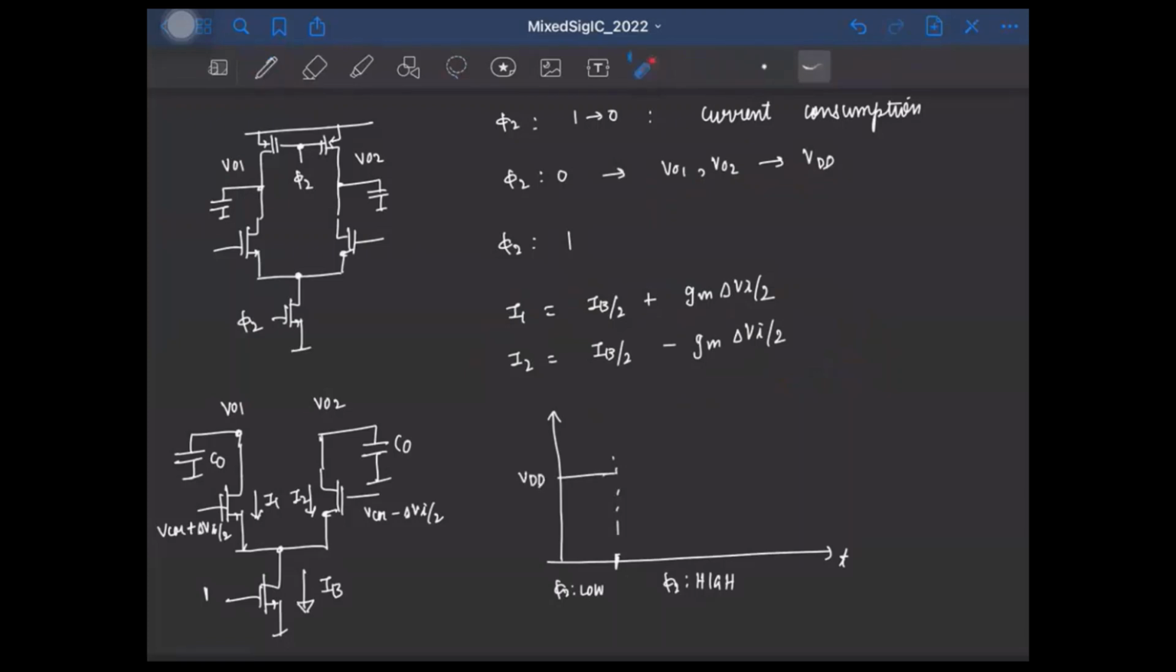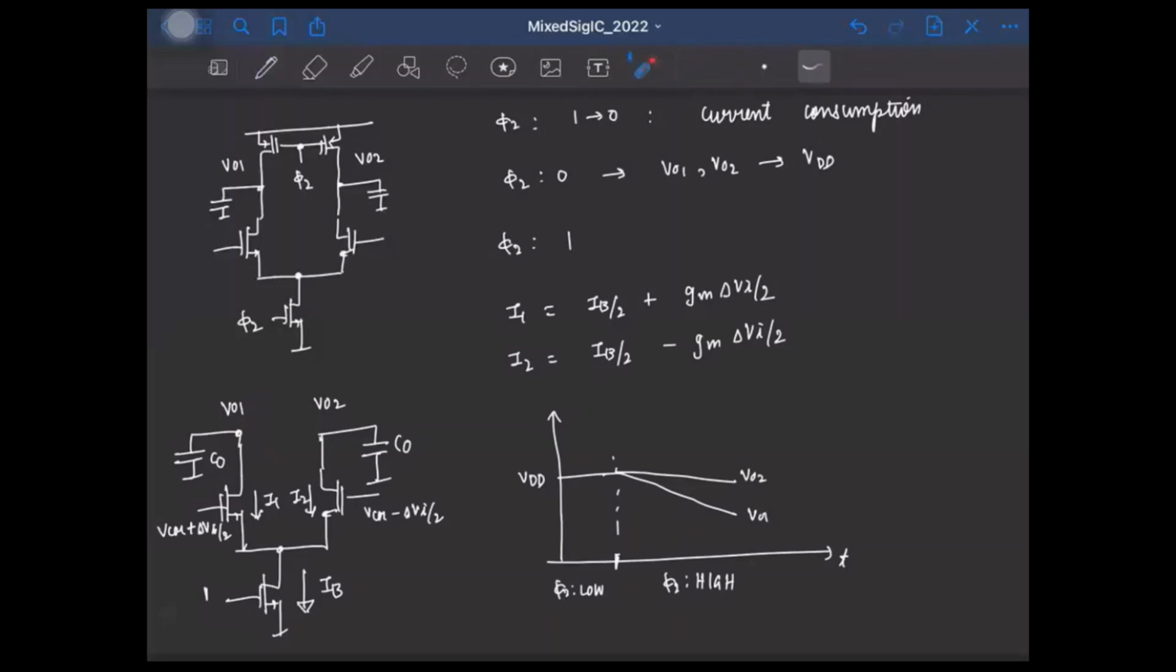And once phi 2 is made high, we have these two currents I1 and I2 getting pulled out of these two capacitors, right? And as a result, these two voltages will start to fall down. And since I1 is greater than I2, VO1 will fall at a faster rate compared to VO2, right? So we'll have the scenario like this. So VO1 will fall faster compared to VO2. Okay, so this is VO1 and this is VO2, right?